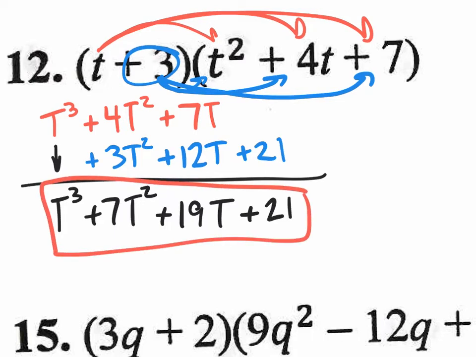So even this one is pretty simple if you're organized and if you stack them. It would be a lot more confusing if you just wrote it out over here. You'd have 6 terms going from left to right. But because we stacked them, it's pretty easy to combine these two and get those answers. Let's jump to number 14.